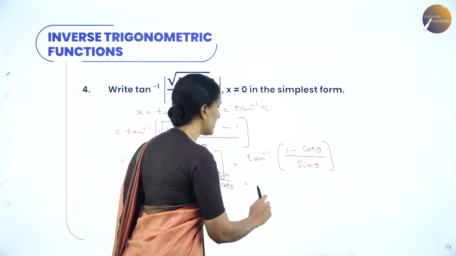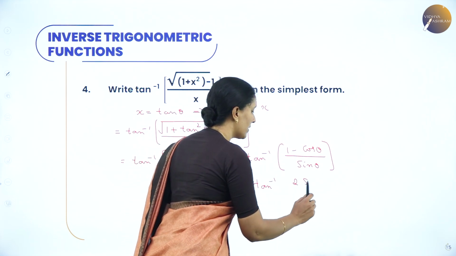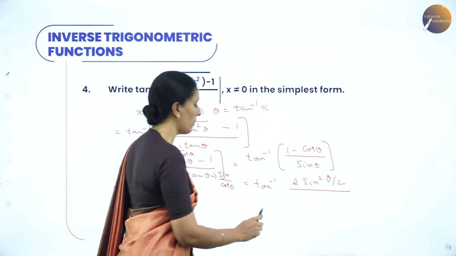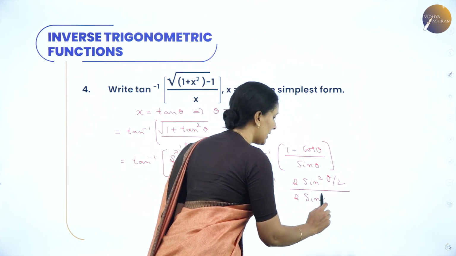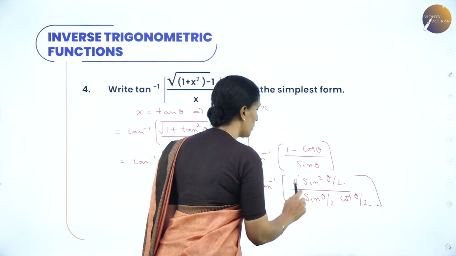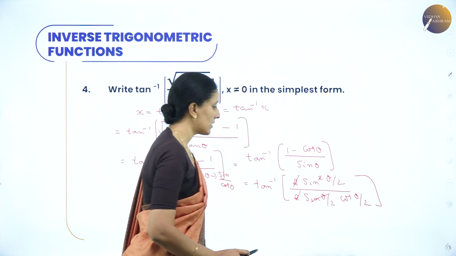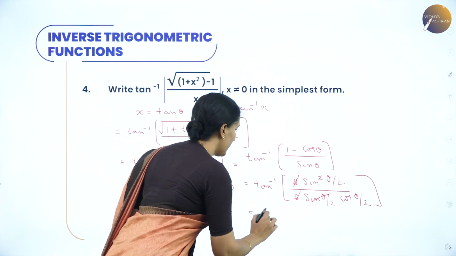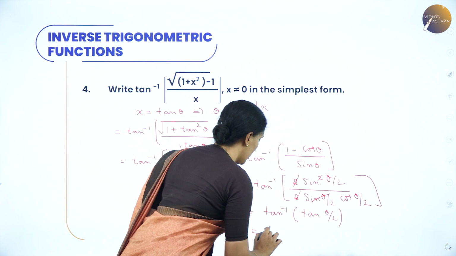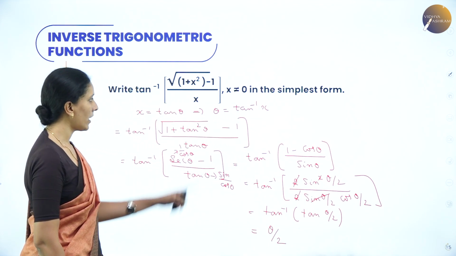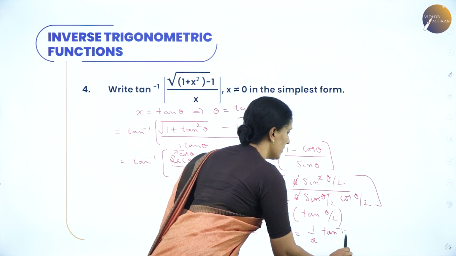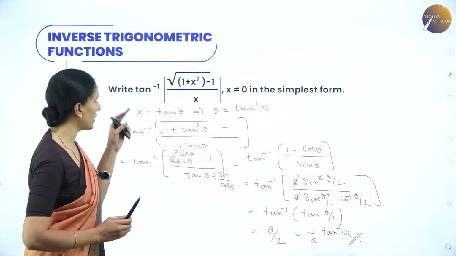Again, 1 minus cos theta can be written as 2 sin square theta by 2, and sin theta using half angle formula can be written as 2 sin theta by 2 cos theta by 2. So here 2 sin theta by 2 get cancelled. We are left with sin by cos. This can be written as tan inverse of tan theta by 2, which is theta by 2. And we know that theta is tan inverse x. So therefore the value is 1 by 2 tan inverse x. So this is the reduced form of the given expression.